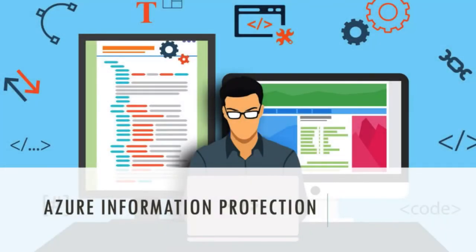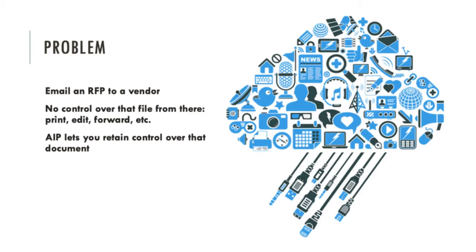Another layer in our defense in depth strategy is Azure Information Protection. The job of AIP is to address a very specific type of problem that is present in today's computing environments. For an example of this, think of a case where you might email a file, a Word document, that is an RFP, a request for proposal, and you email that to a vendor.